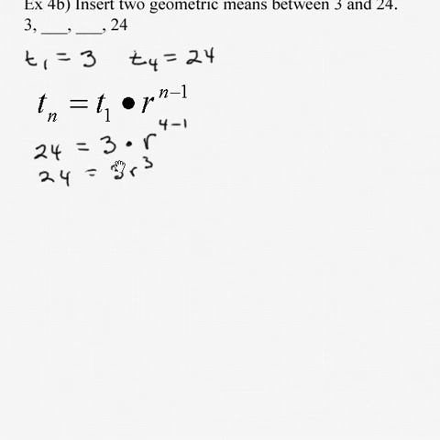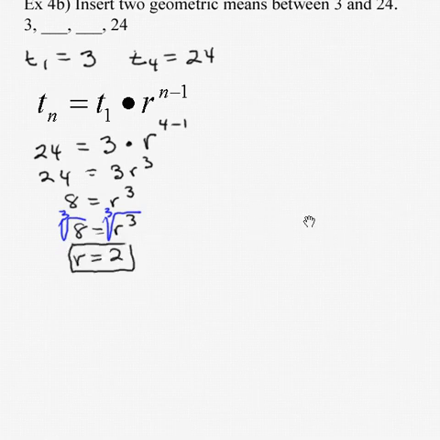All right, let's divide everything after we simplify our exponent. 4 minus 1 is 3. Divide everything in sight by 3. Gives me 8 as r cubed. Take the cube root of both sides. r, my common ratio, is 2.